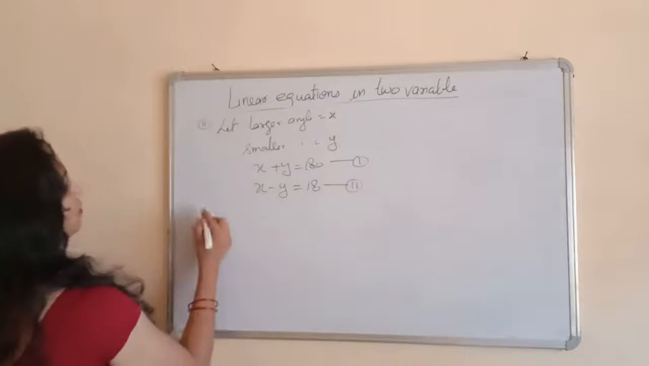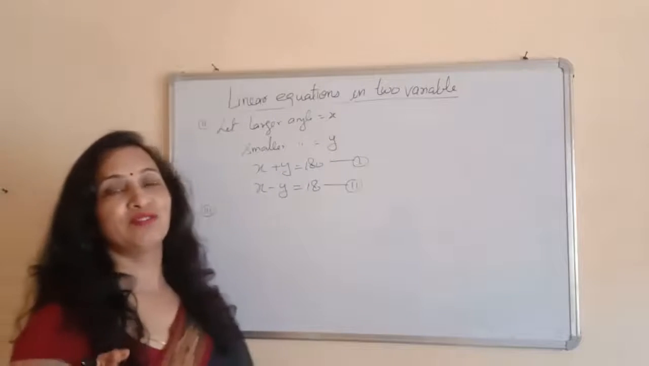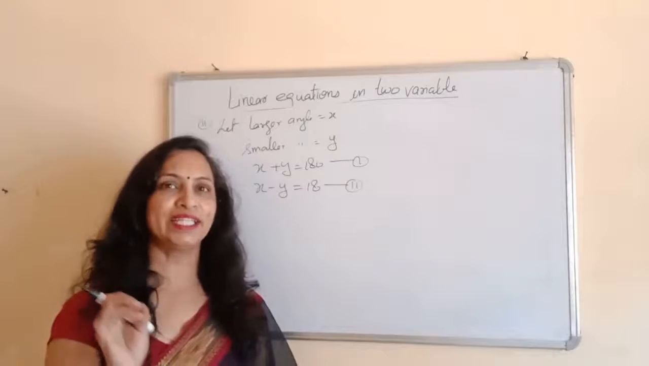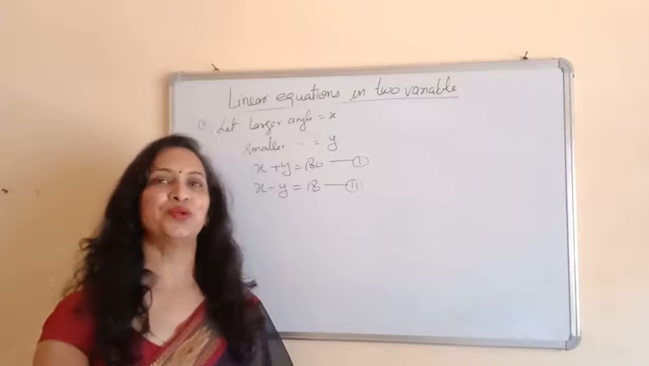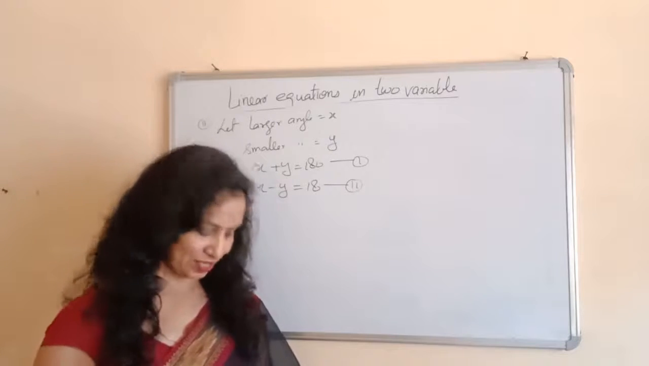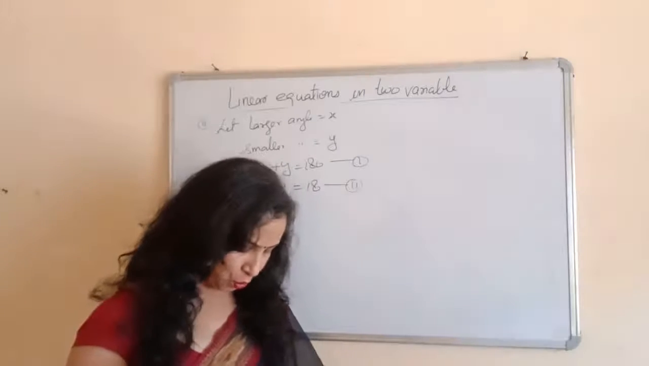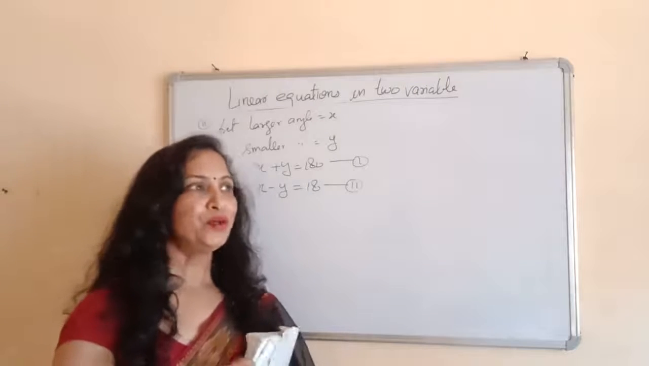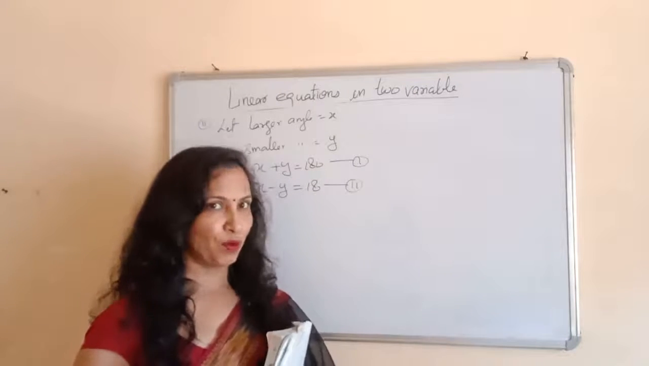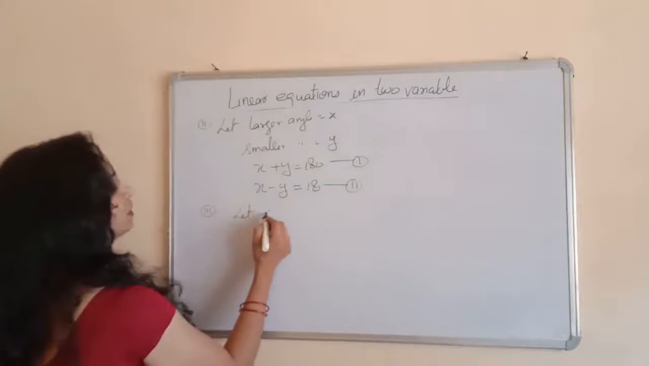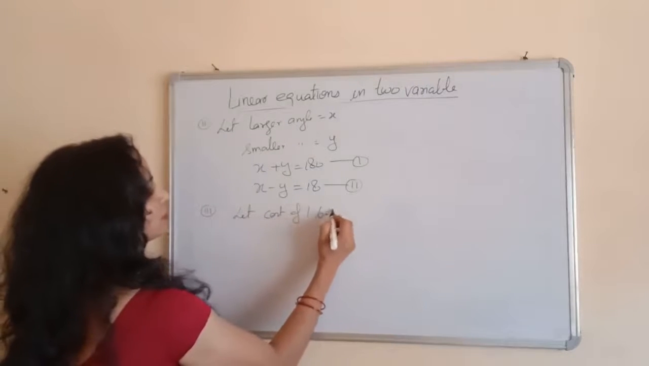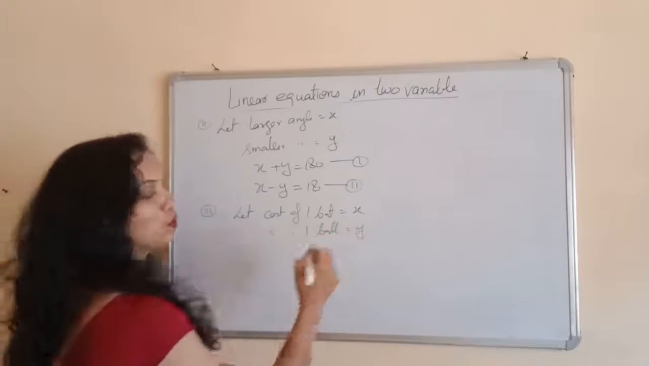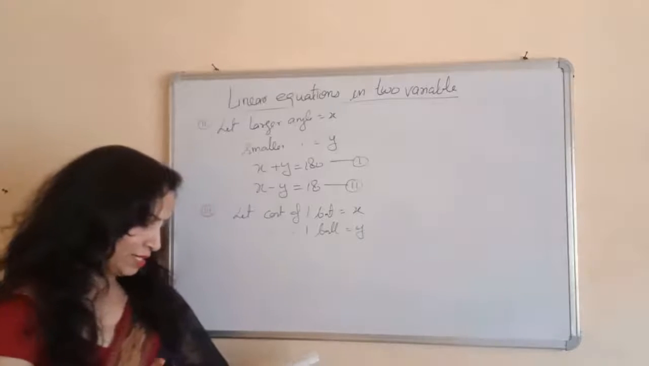So third part. The most important thing for solving any question is, first of all, you should know how we can make the equations. And then you should know what the different methods are to solve the equations. So the third part is, a coach of a cricket team buys 7 bats and 6 balls for rupees 3,800. We don't know the cost of the bat and the ball. So let the cost of one bat be x and the cost of one ball be y.